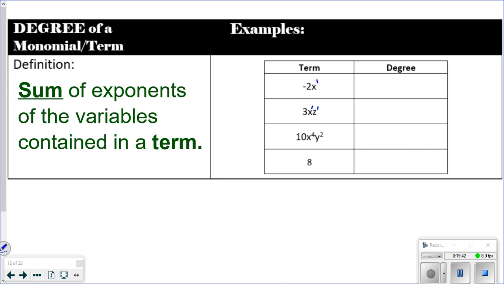So my degree for this first one is 1. Then I have 1 plus 1, which is 2. 4 plus 2, which is 6. What about this last one? Do I have a variable? No, so I don't have an exponent on a variable, so this would be 0.